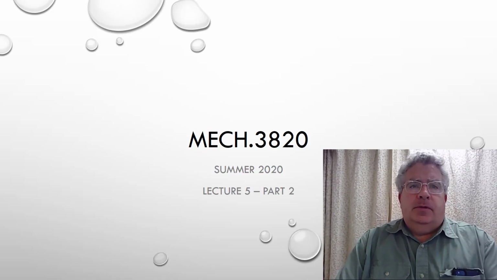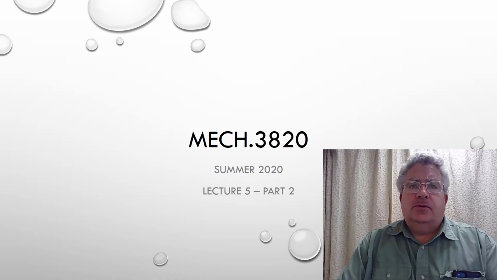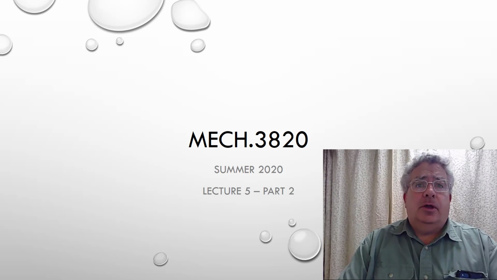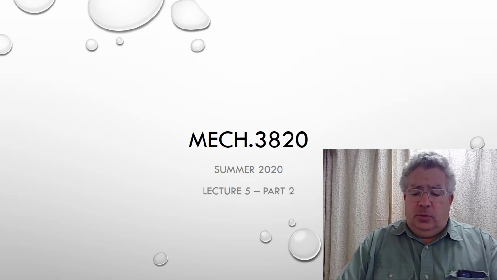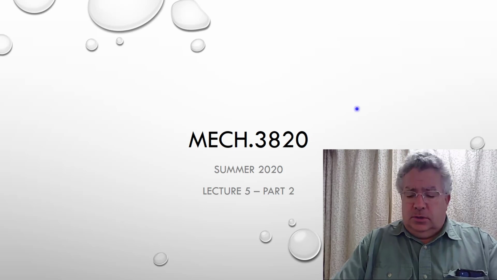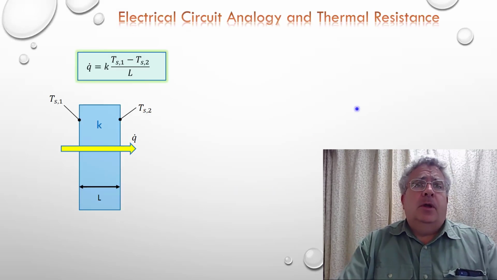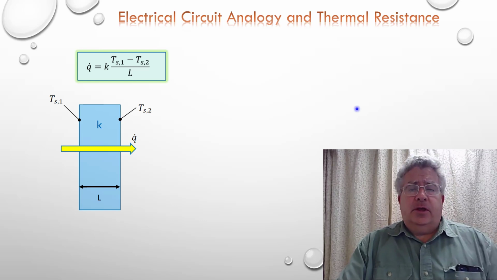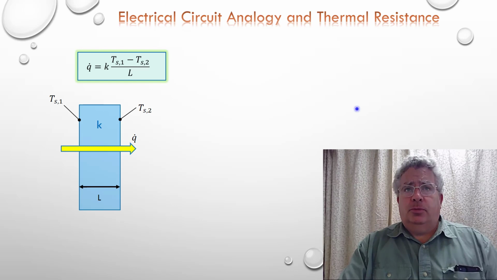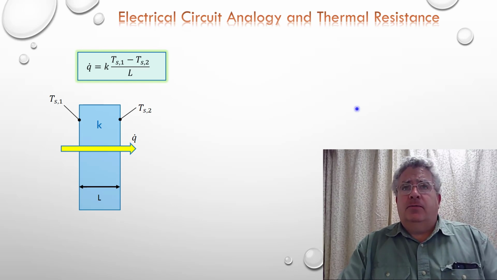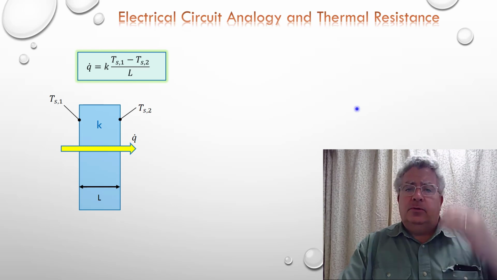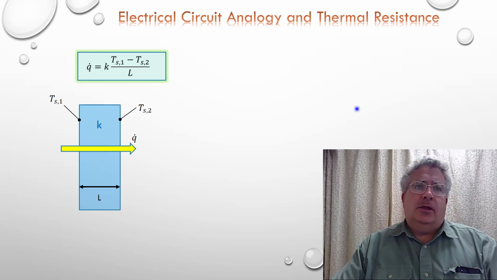Hi, this is the second part of Lecture 5 for Heat Transfer Mech 3820 for the summer of 2020. So what we're going to start with, or where we're going to pick up from, is looking at the heat transfer via conduction through a one-dimensional plane wall. But we're going to bring in this concept of thermal resistance and utilize an electric circuit analogy.